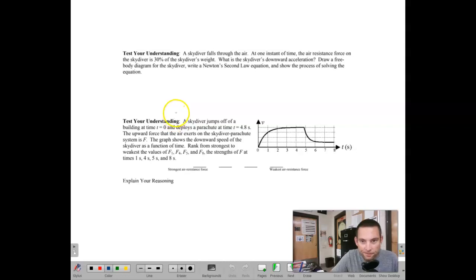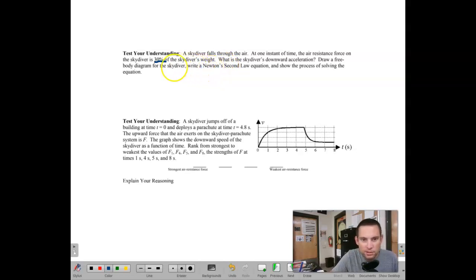Okay, so a skydiver falls through the air at one instant of time. The air resistance force on the skydiver is 30% of the skydiver's weight. What is the skydiver's downward acceleration? Draw a free body diagram, write a Newton's second law equation, and show the process of solving the equation.